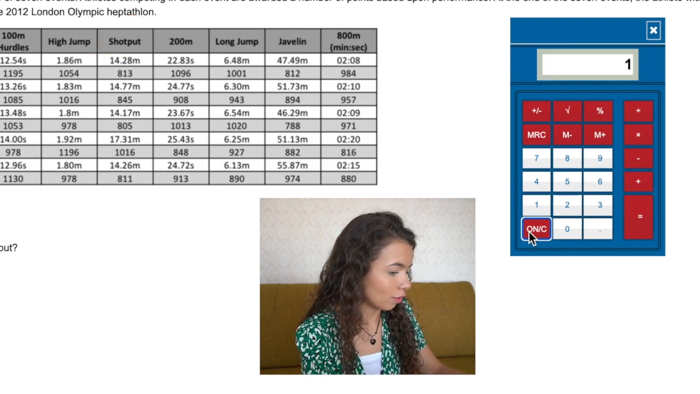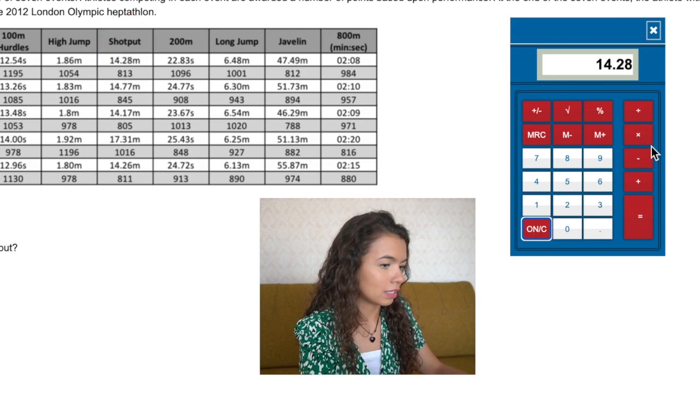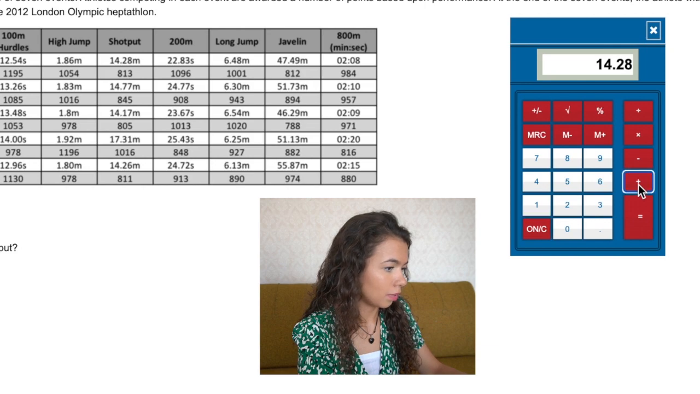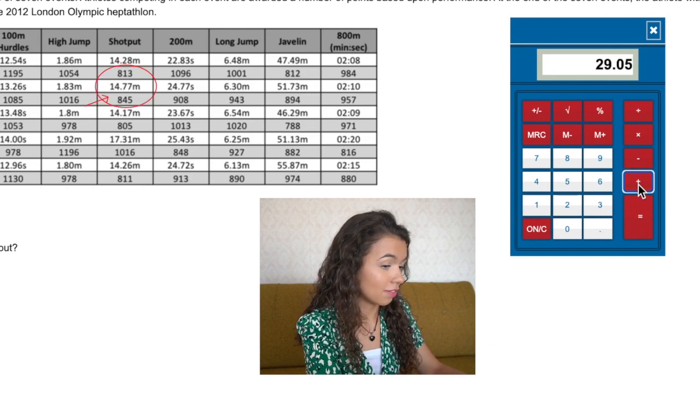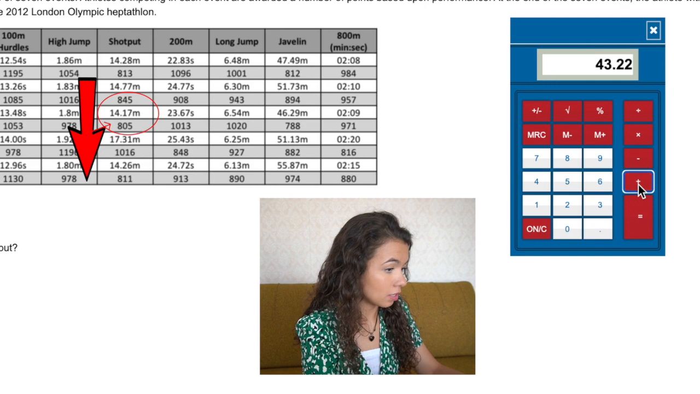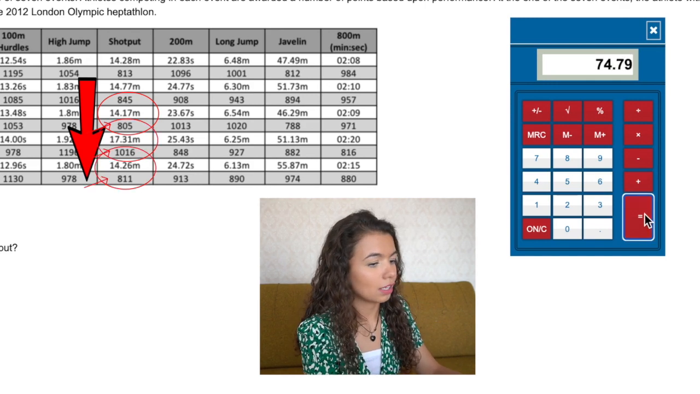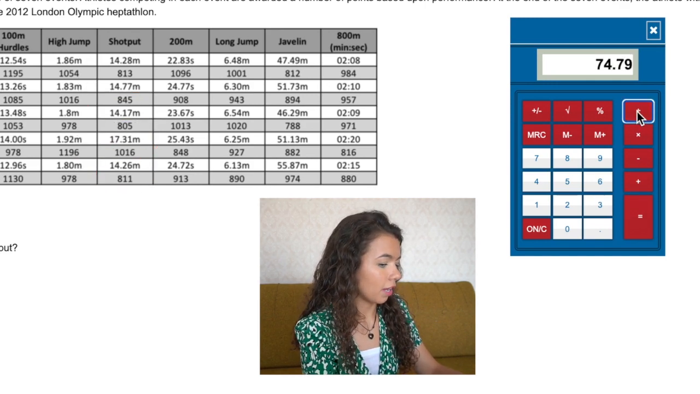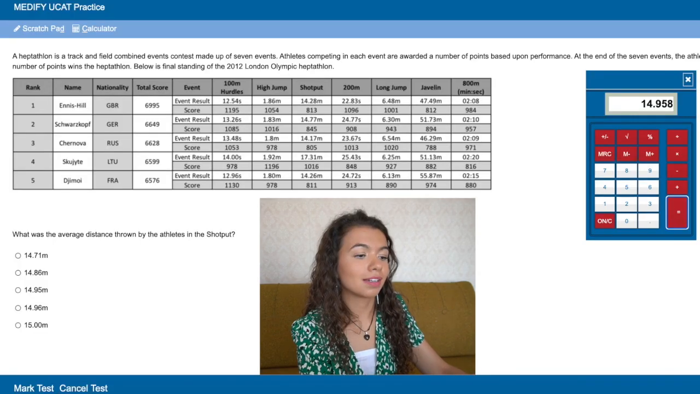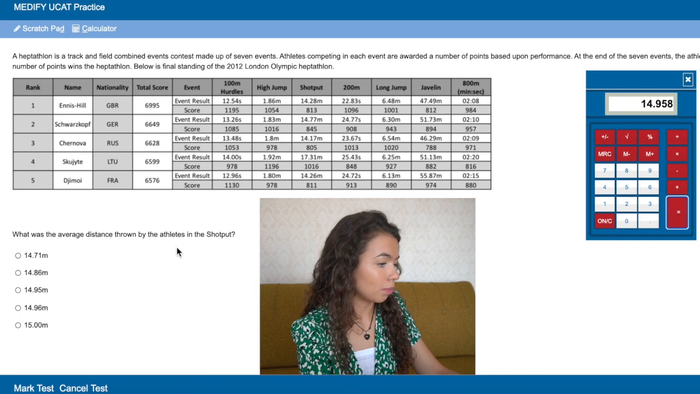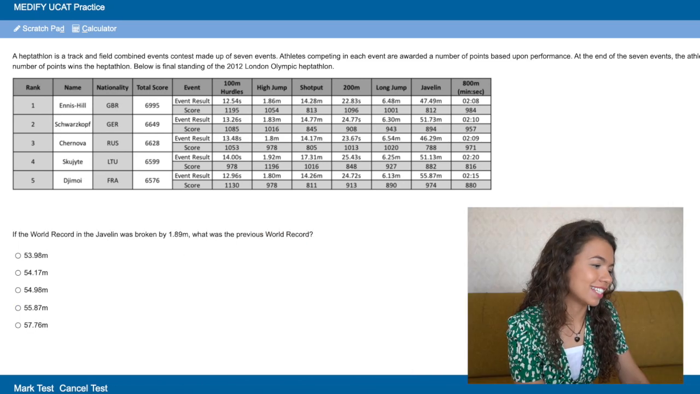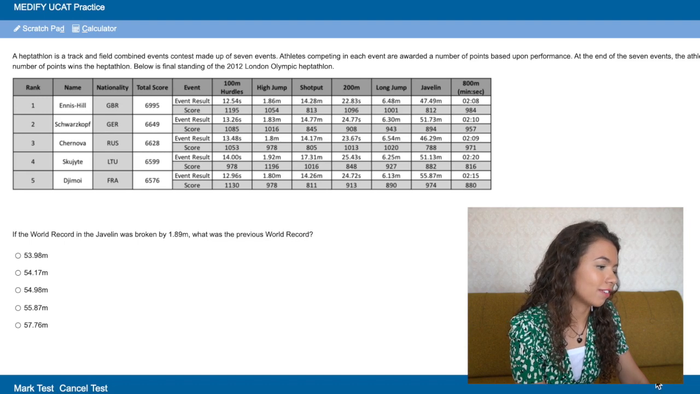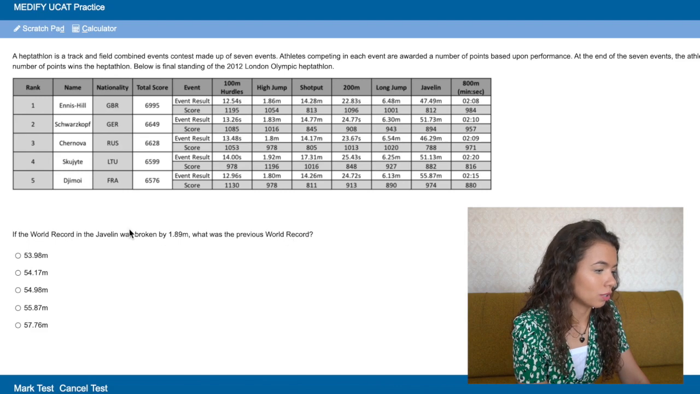So shot put, you've got 14.28 plus 14.77 plus 14.7 plus 17.31 plus 14.26 equals, divide that by 5. And the answer is 14.958, so we're going to round up. So we've got 14.96. The next question reads, if the world record in the javelin was broken by 1.89 meters, what was the previous world record?